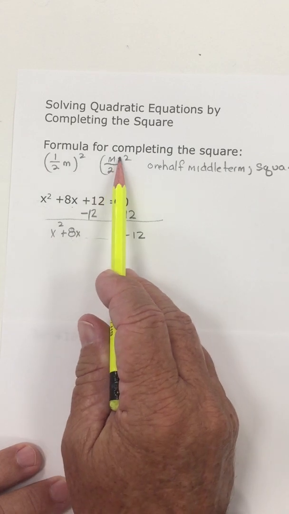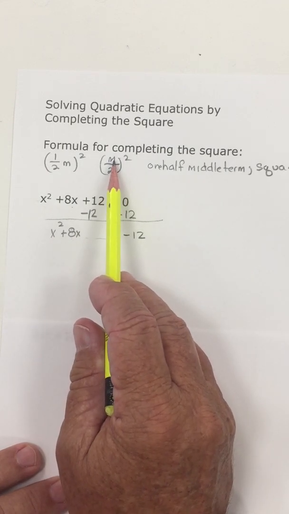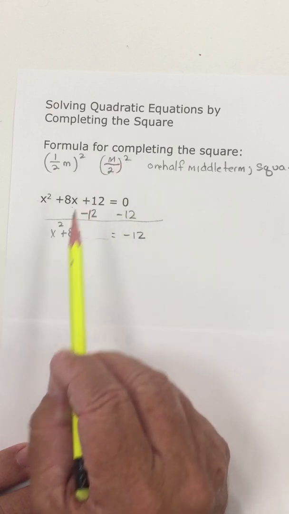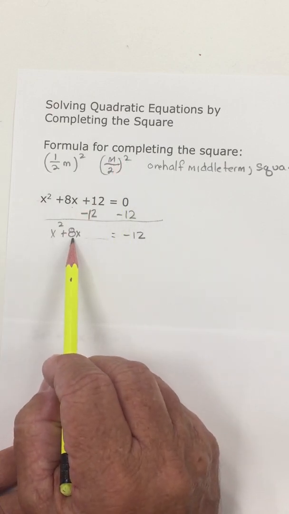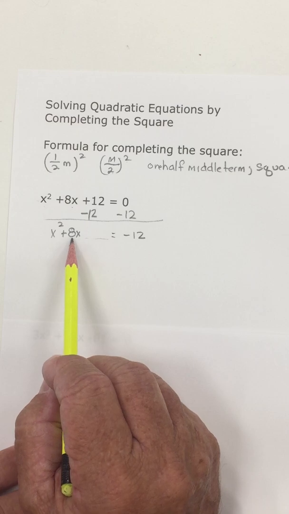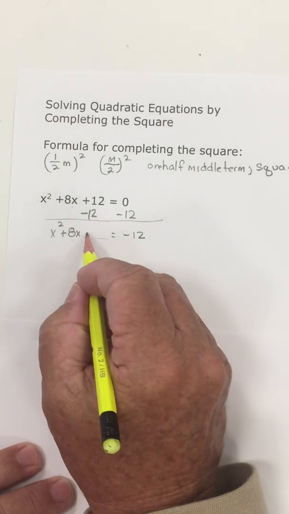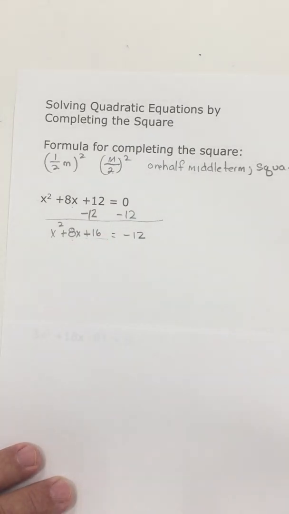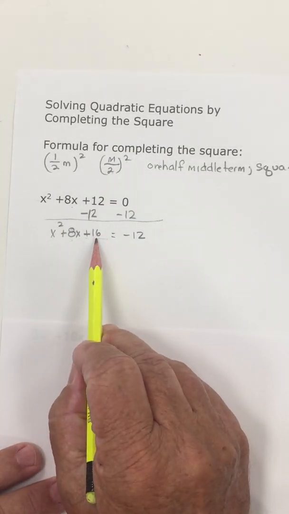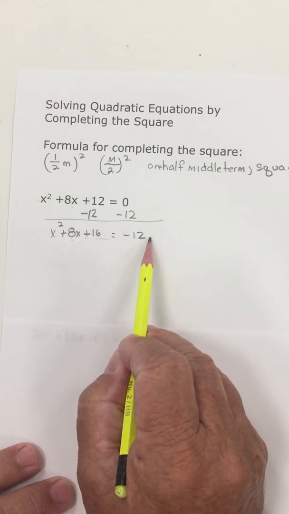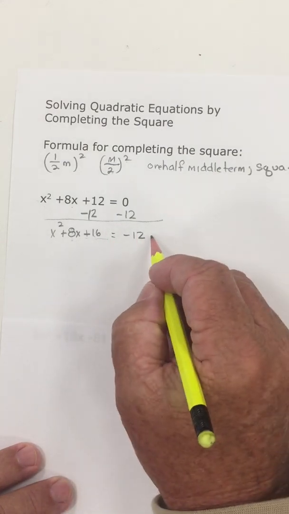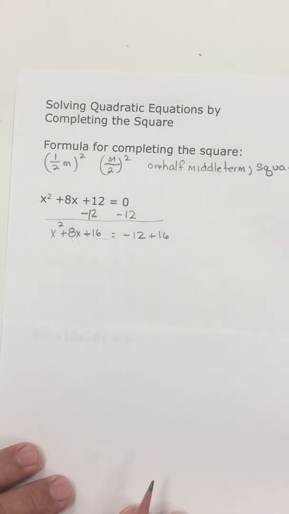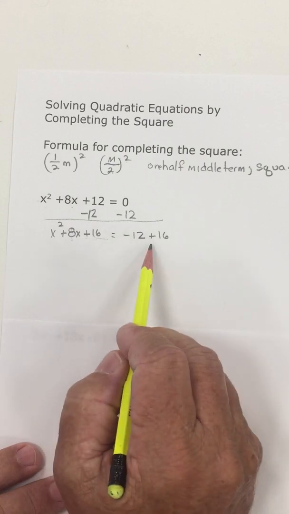So if we go back up here and we see our middle term, we take our middle term, divide by 2, and then square it. So 8 divided by 2 is 4. 4 times 4 is a positive 16. All right? So what we do on one side, we have to do on the other side. So we added 16 on this side. We're going to add 16 on this side. So what we do on one side, we have to do on the other side.